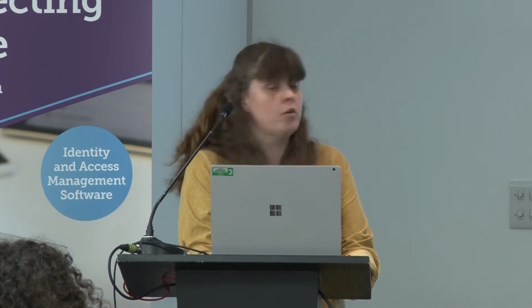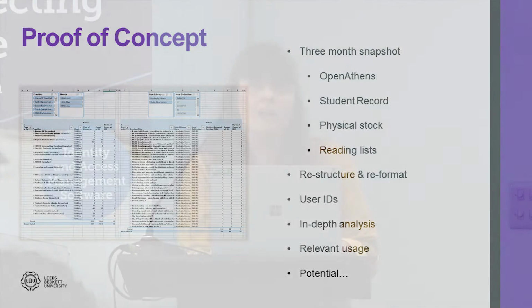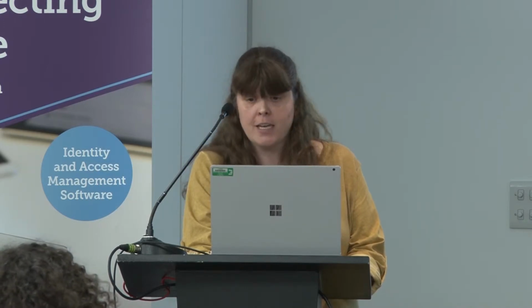I started by creating a proof of concept, and this combined 3 months of OpenAthens data along with a snapshot of the student record from the same time period. For this proof of concept, I also pulled in physical stock borrowing data for the same period, as well as that year's reading list data. However, before I could combine it with the student record, I had to restructure, exclude and reformat some of the data. For example, student IDs needed trimming so I could tie the different data sets together because each of the systems that we use has a slightly different version of the user ID. It is actually the student record that enables any in-depth analysis.